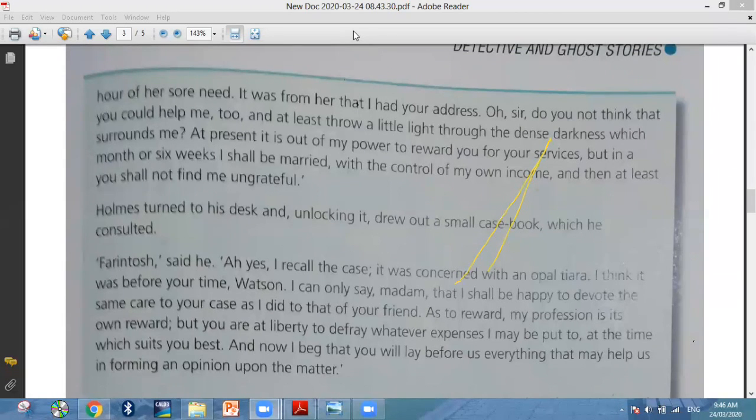What was the question again? I was gone for a second. How did Sherlock Holmes help Mrs. Farintosh? By helping her with the opal tiara. Yes, it was concerned with an opal tiara. So he helped her to find her opal tiara.